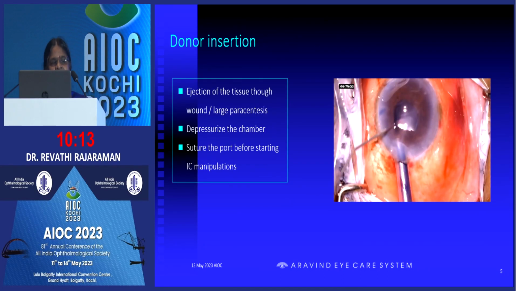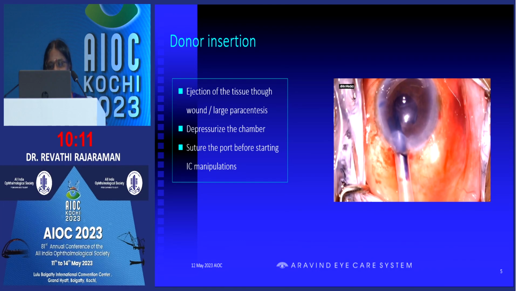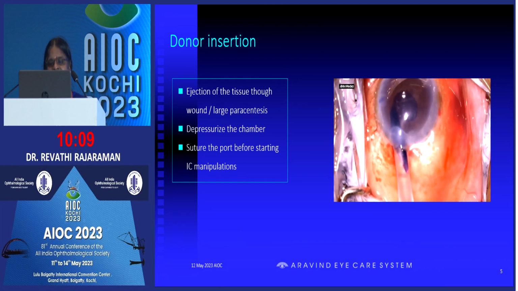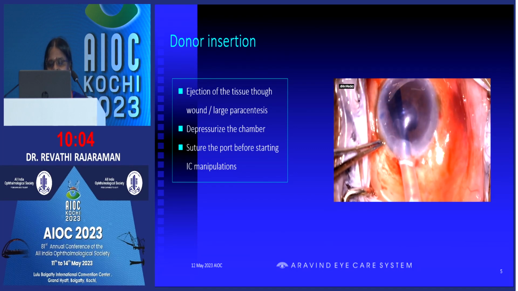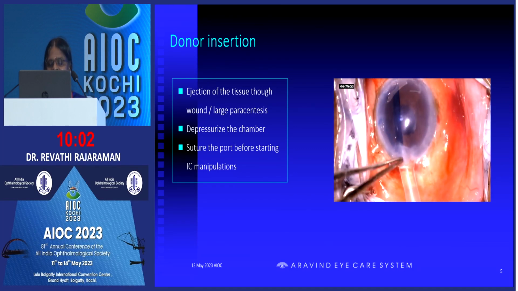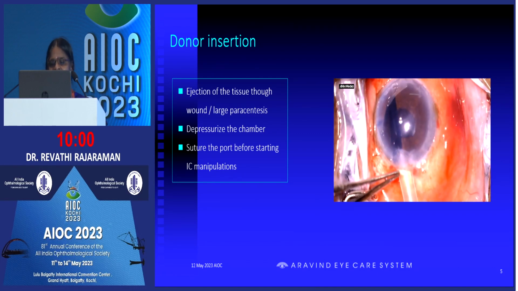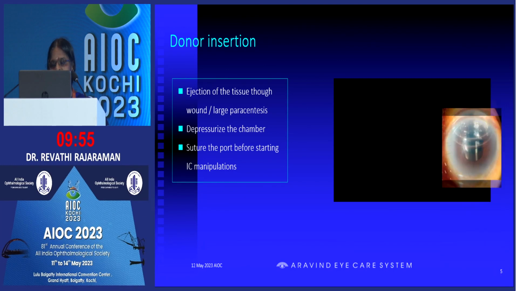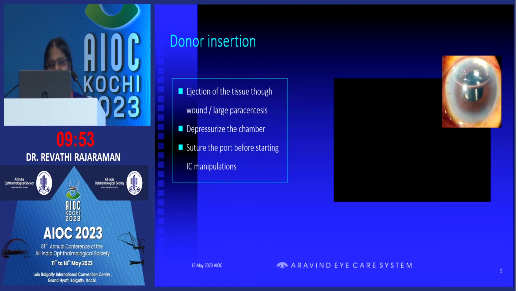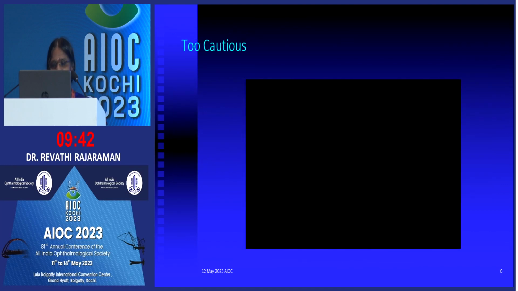Then the donor tissue insertion, we have already seen a few of these. You have to depressurize the anterior chamber before taking the cartridge out. If you don't do that, with the pressure the donor tissue can easily come out. Luckily in this case it was sorted out and re-injected. But we will not be lucky like that all the time. Then sometimes we may need a backup tissue also.